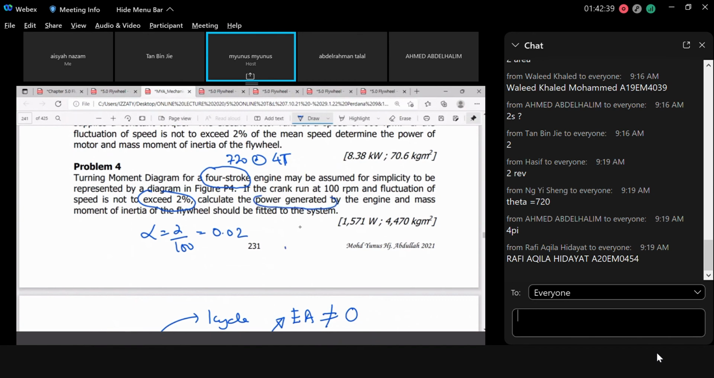So you need the power generated by the system. So power is equal to what? T min omega min. What is the omega min? This one is given to you as omega min. You need the T min. And what will be the mass moment of inertia? Again, use this equation: I alpha omega min to the power of 2.